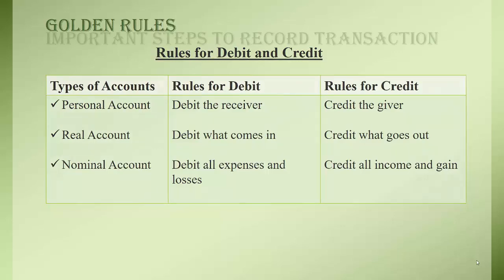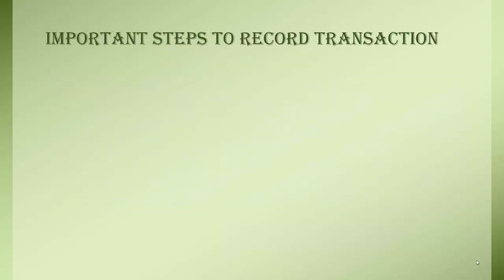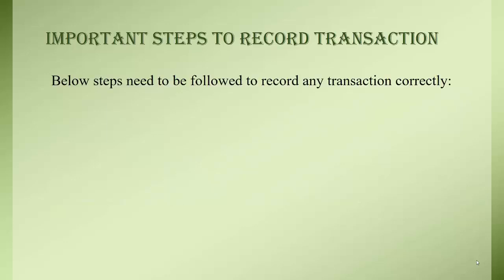Now that we are aware of the golden rules of accounting, let's move into the main topic for today, which is important steps to record any transaction. Here we go. Our first step is to identify the two accounts involved in the transaction, which means, as per the dual aspect concept of accounting, every transaction affects two accounts.